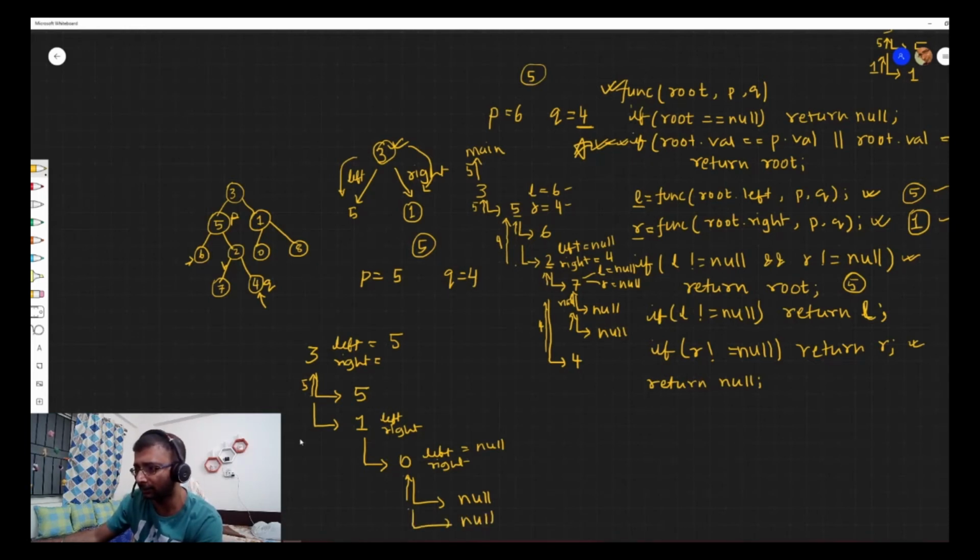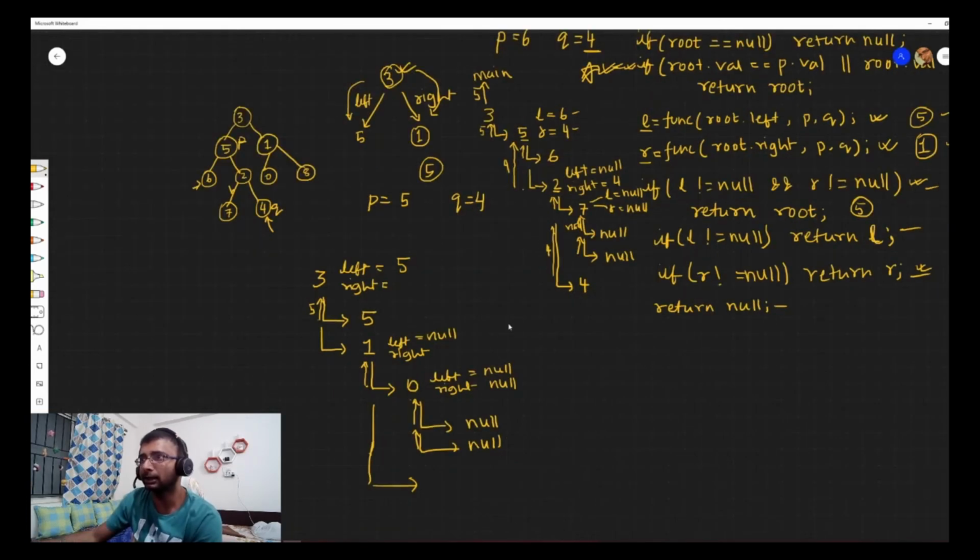Then 0 calls its right, which is also null. So he also sends back a null. So it gets a null from both the ends. So when null is received from both the ends, none of these conditions that we have is satisfied. So a null is returned. So 0 sends back a null to its caller 1. So he gets a null over here. The left gets a null. So now 1 calls its right to see what it can get, and 1 is done exploring its left. So it will start exploring its right.